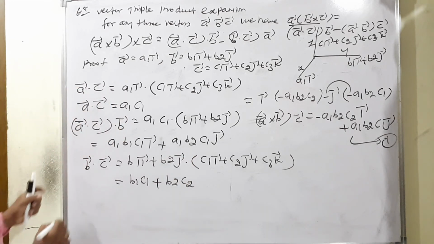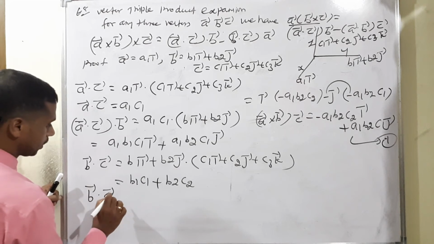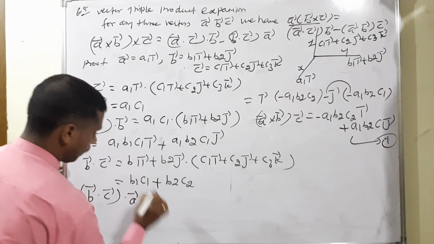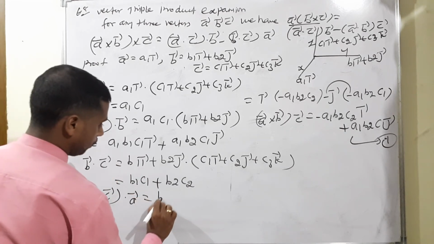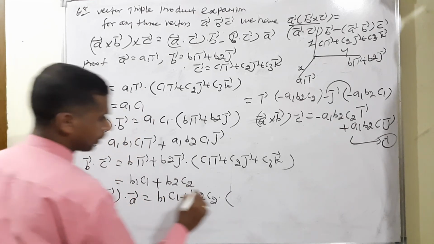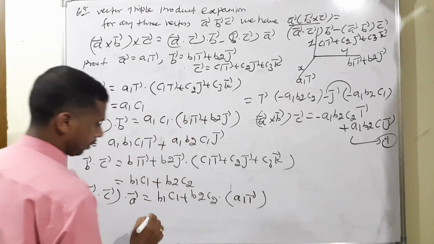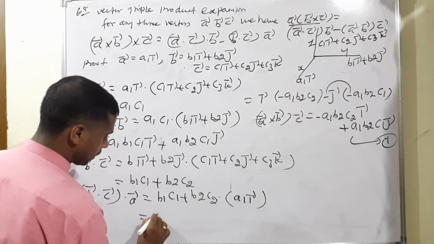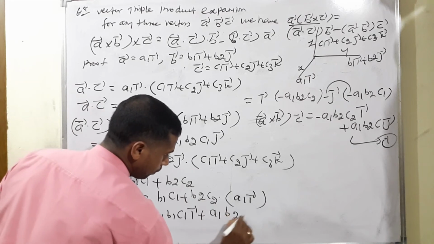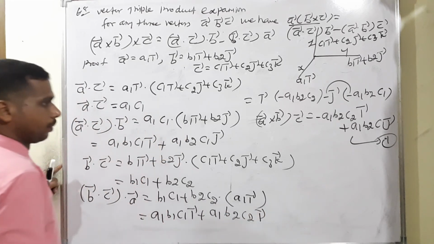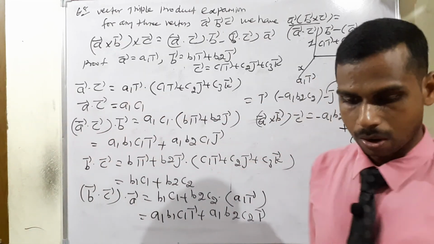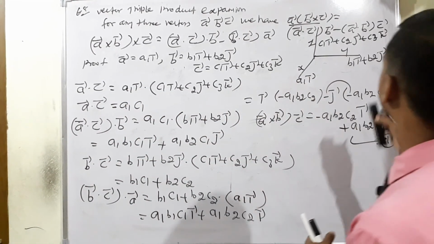So now B vector dot C vector, outside A vector is there. So it is B1 C1 plus B2 C2 dot, and inside A vector means only A1 I vector. Therefore, A1 B1 C1 I vector plus A1 B2 C2 I vector. Now the minus, isn't it? In the center we have the minus sign.